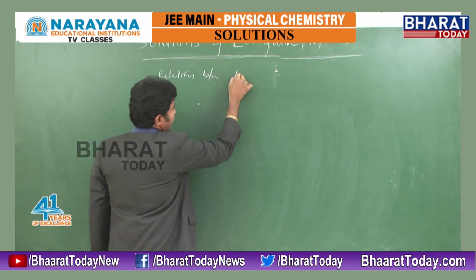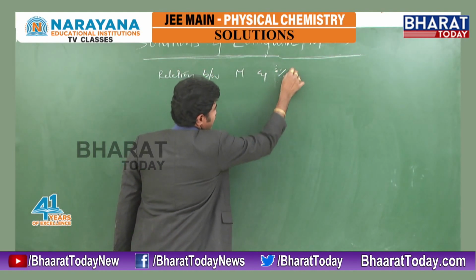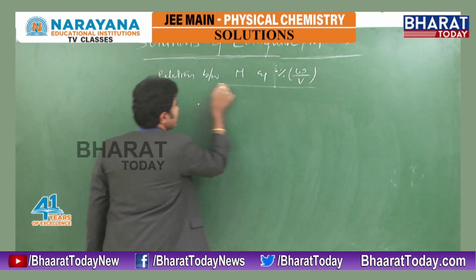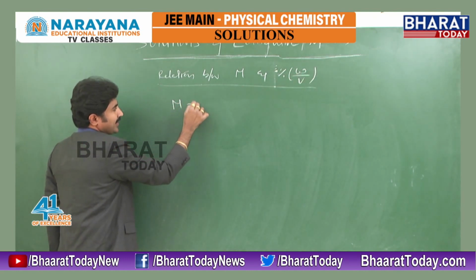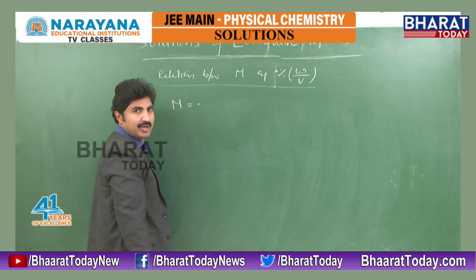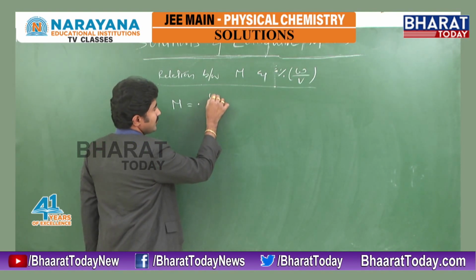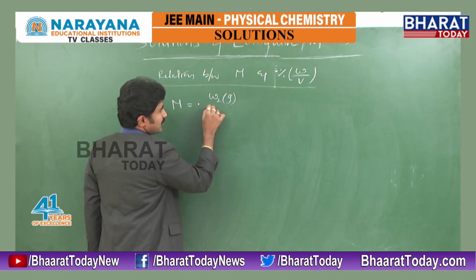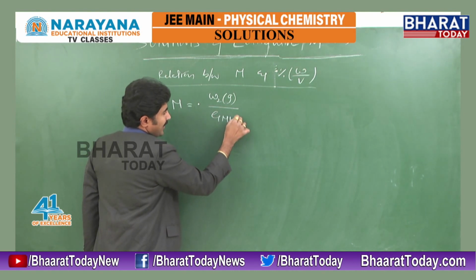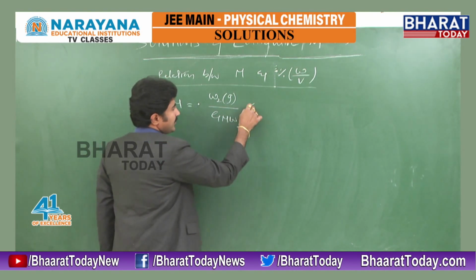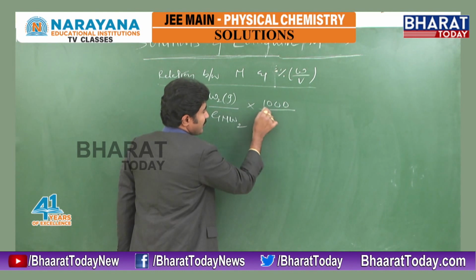between molarity and percentage weight by volume. We know molarity is the number of moles of solute by volume in liters. Based on this, we can write: weight of the solute in grams by gram molecular weight of the solute, into 1000 by volume in cc.